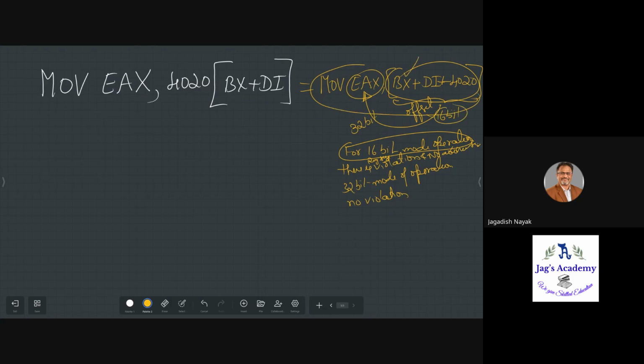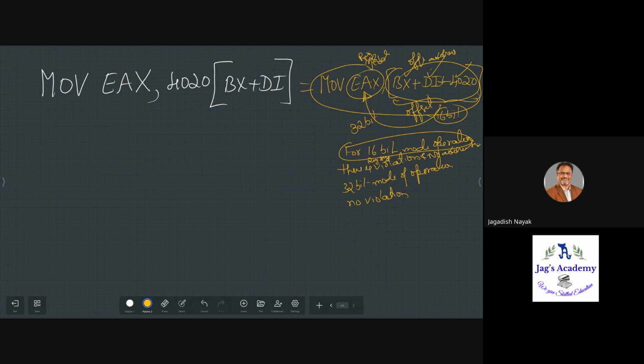This is 16-bit, right? Okay, no problem, no violation. For 16-bit mode of operation, listen carefully, don't get confused. There is a violation. What is the violation? Register size violation. Now the offset address is 16-bit only, and you're assuming it to be 16-bit operation, so no violation.